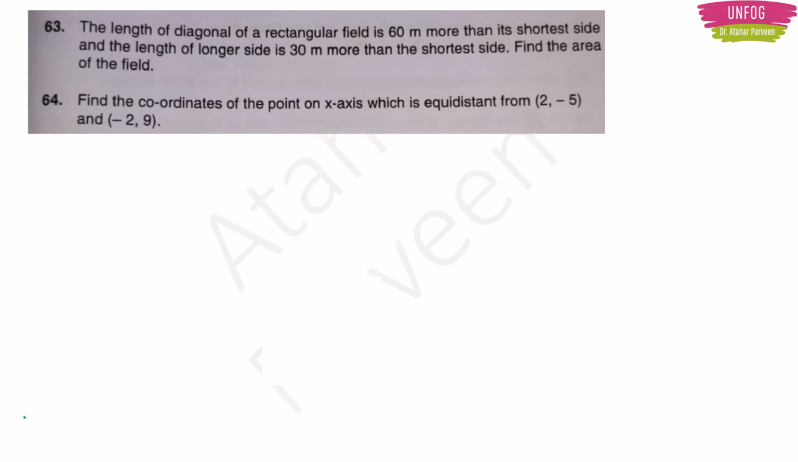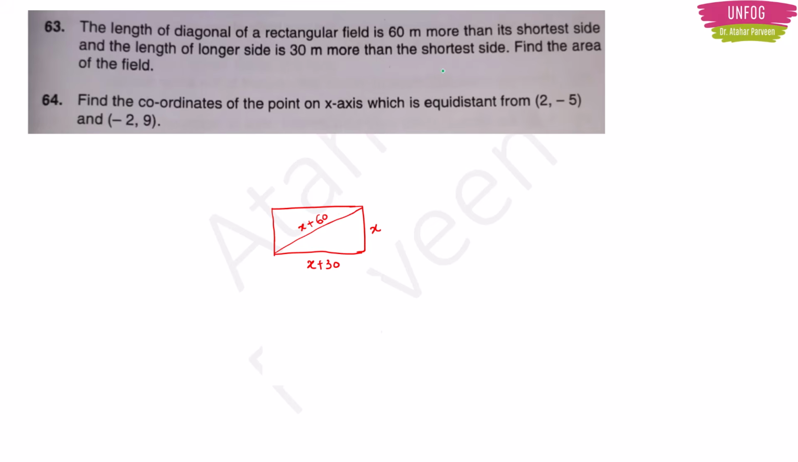Next, question number 63. The length of a diagonal of a rectangular field is 60 meter more than its shortest side, and the length of the longer side is 30 meter more than the shortest side. Find the area of the field. So you can put this in mensuration also, or in the Pythagoras theorem category, because we are going to use it. They are talking about a rectangular field, and they are telling that the diagonal of that rectangular field is 60 meter more than its shortest side, and the length of the longer side is 30 meter more than the shortest side.